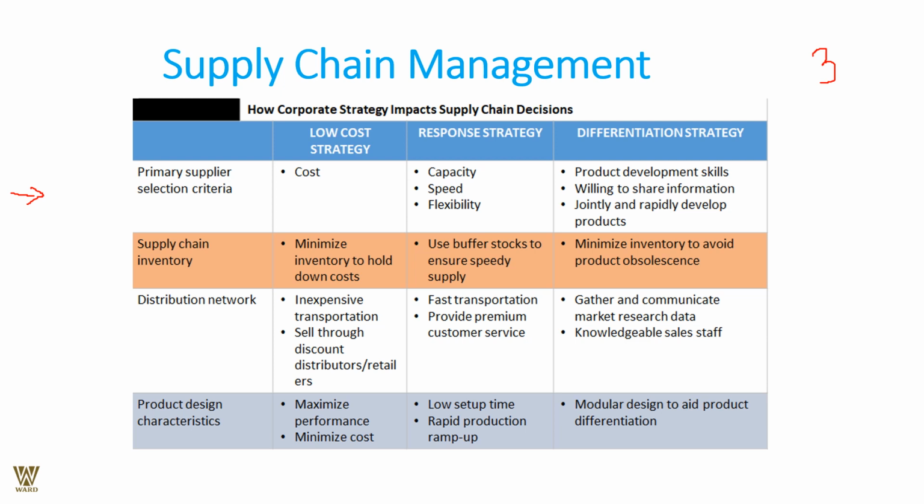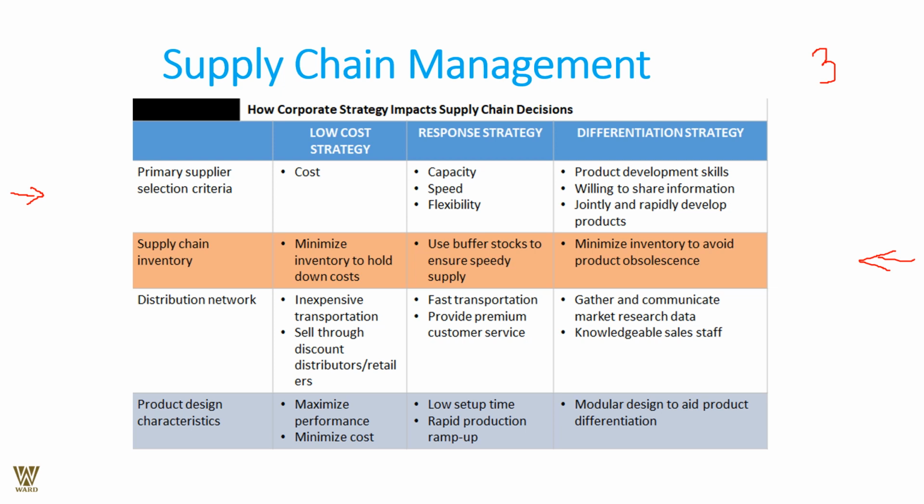Now, coming back to supply chain inventory. For the low cost strategy, the aim is to bring down inventory as much as possible, absolutely zero inventory. That would be the lowest cost strategy. For response strategy, it would be having a buffer stock, which would hasten the delivery of products or raw materials for speedy supply. The differentiation strategy is to minimize inventory to avoid product obsolescence. Why? Because you are launching a new product every now and then.